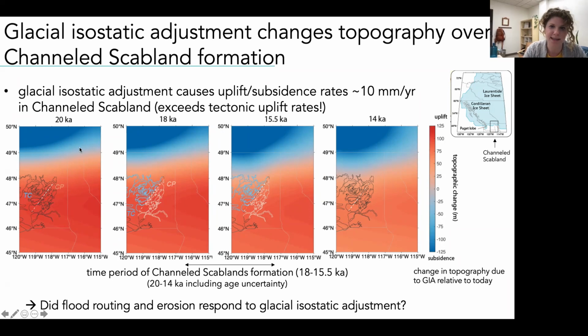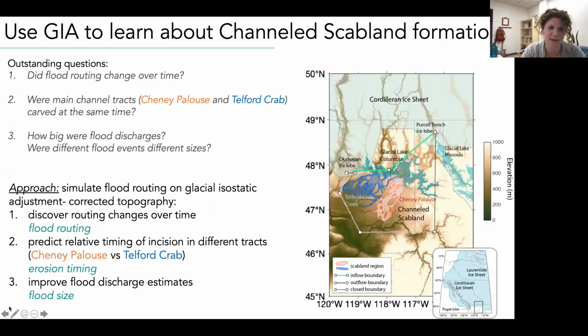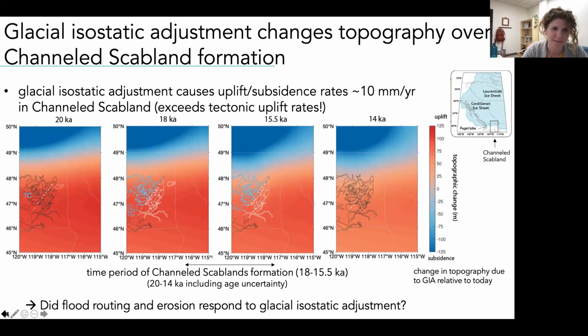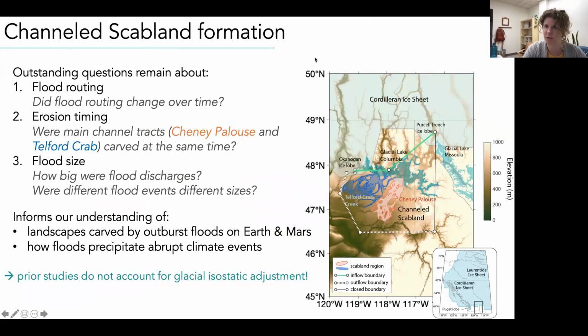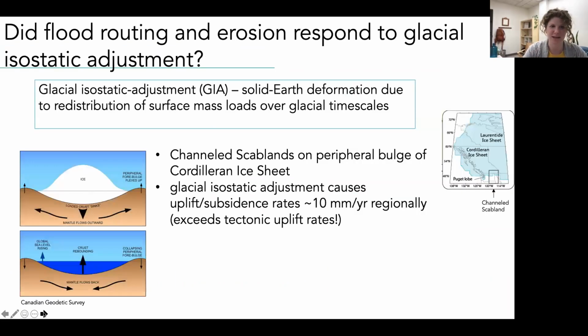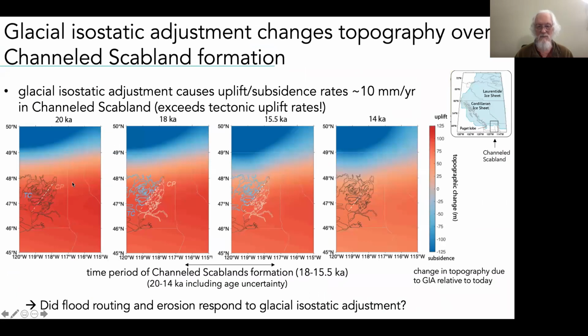You can see this gradient from blue to red. That's the overall, general peripheral bulge of the Cordilleran ice sheet. And the reason that you get this gradient is actually because there are a few different ice slopes. I'll go back to show on this. There's this Purcell ice slope and the Okanagan, and so you're squeezing between them. That's what's causing this pattern of deformation.